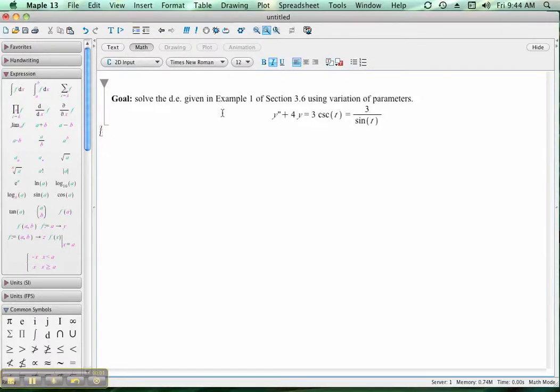Hello, differential equation students. We're going to be using variation of parameters today, and this is a tough method. What I'm doing here is following example 1 of section 3.6, so you can follow along in the book. I'll also have the Maple stored for this, so you can follow along with that if you wish.